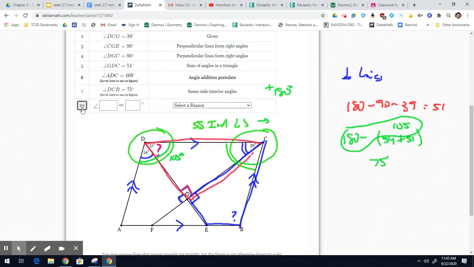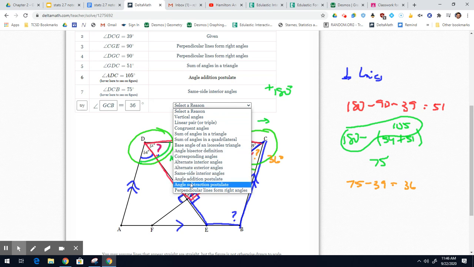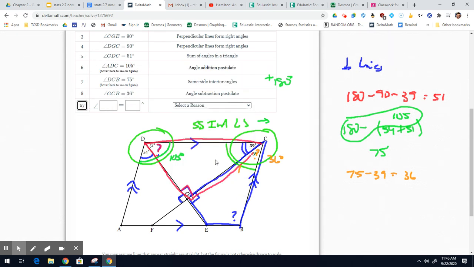Awesome. So now that I have both DCB, the large angle, and this smaller 39, now I'll change my color to orange maybe. Now I can find this angle using angle subtraction, right? 75 minus 39, that's 36. So this angle is 36. And I'll call that angle GCB. And that's the angle subtraction postulate. Cool. Okay, so now the question is, how do I find E here?